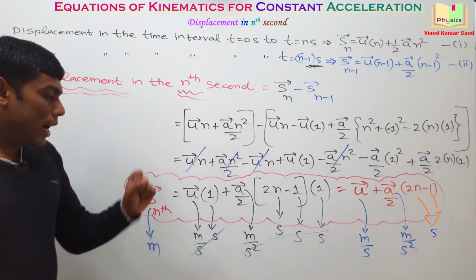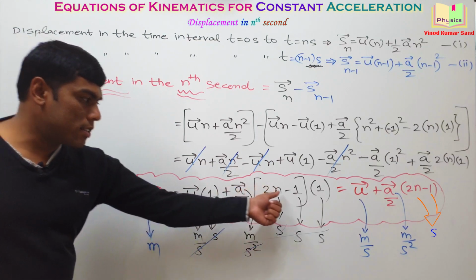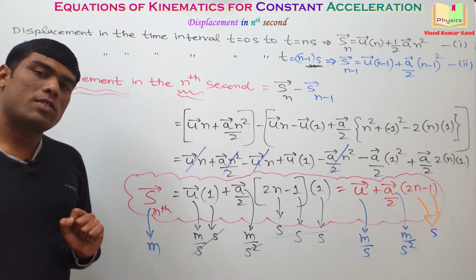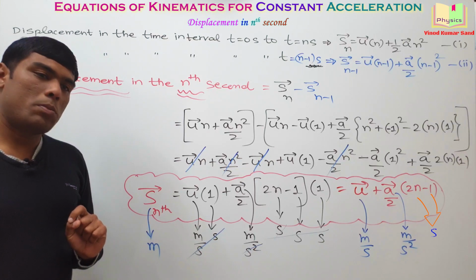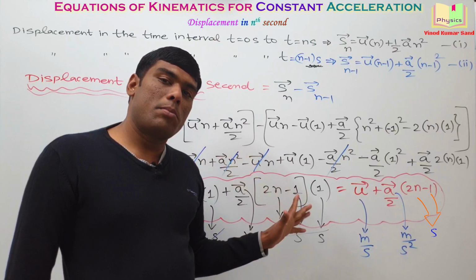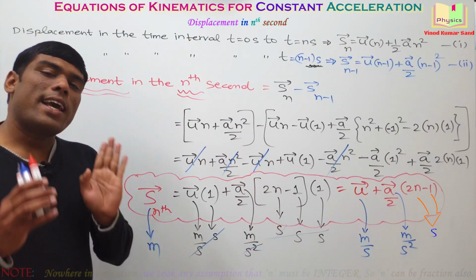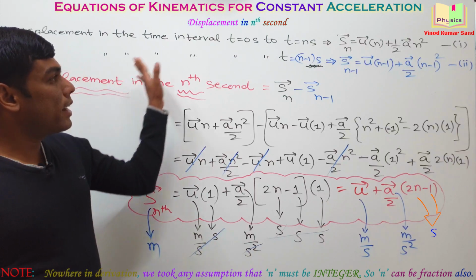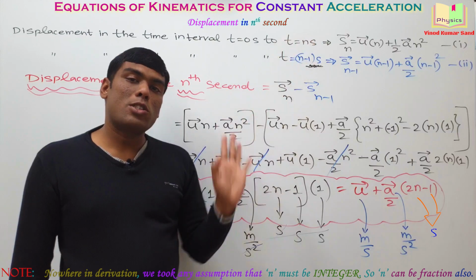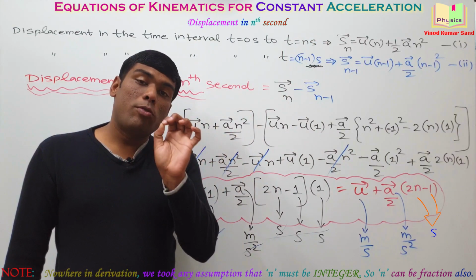Okay. Another important thing about this equation: is this n an integer, or can it be a fraction? Post your answer in the comment box. This n must be an integer, or it can be a fraction. What is your opinion? The correct answer is n can be a fraction, because in the derivation nowhere did we consider that n must be an integer or n must be a fraction. We took n as a simple variable.